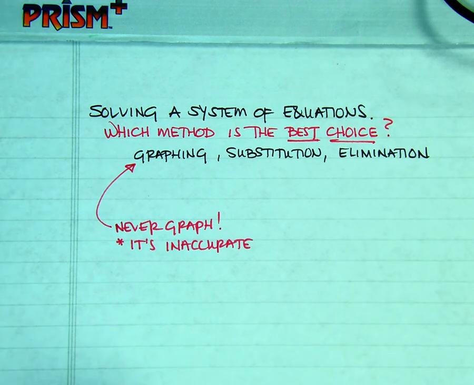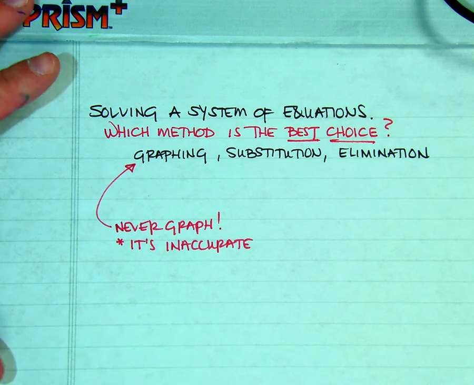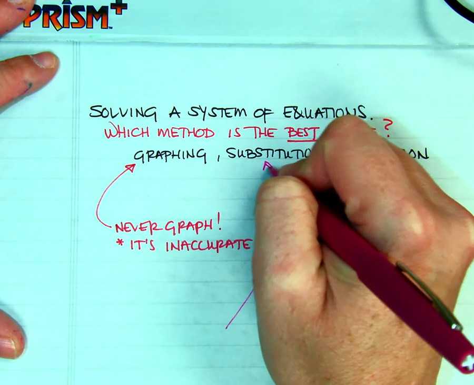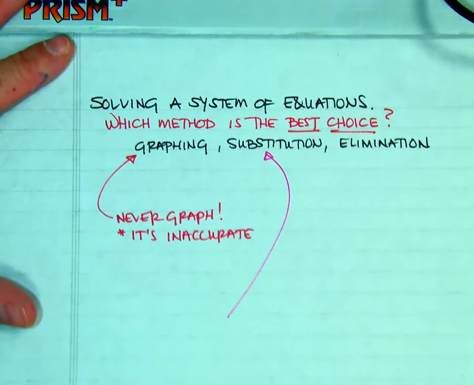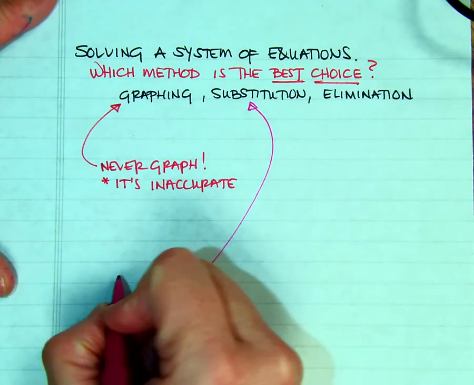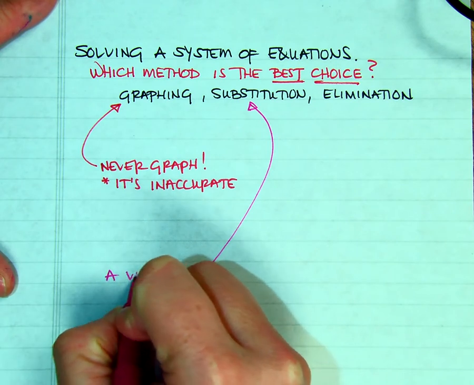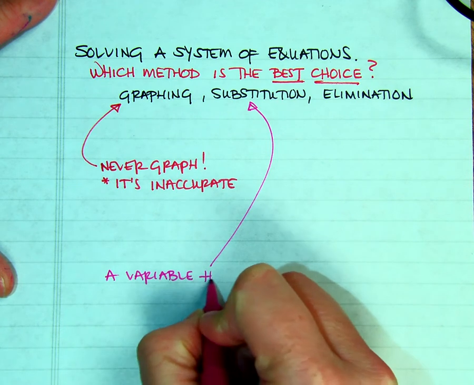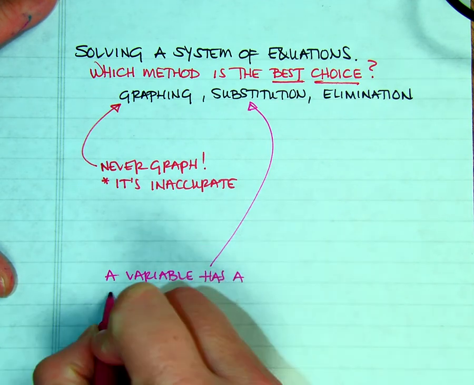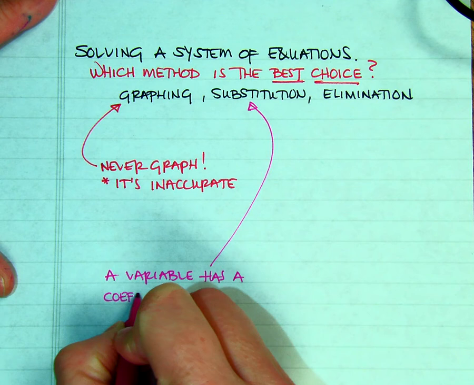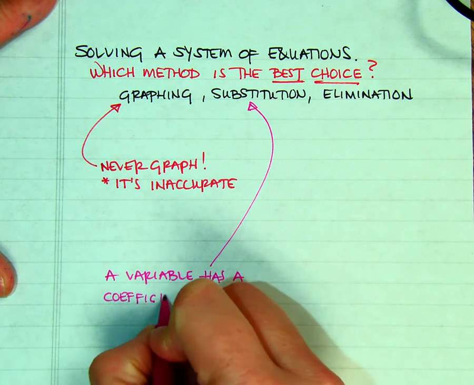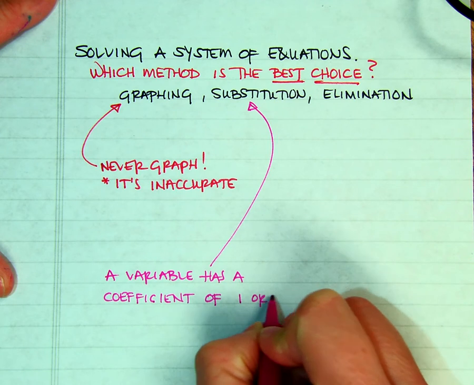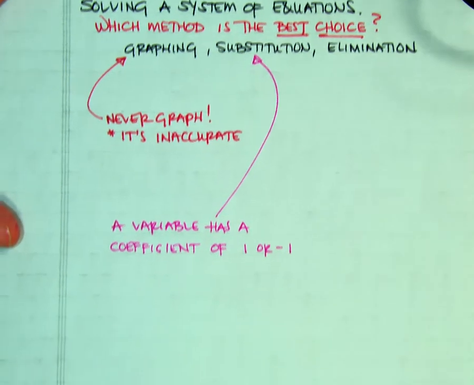Another reason why I wouldn't graph is if the numbers are really, really big. Okay? Substitution. I would use substitution when a variable has a coefficient of 1 or negative 1.